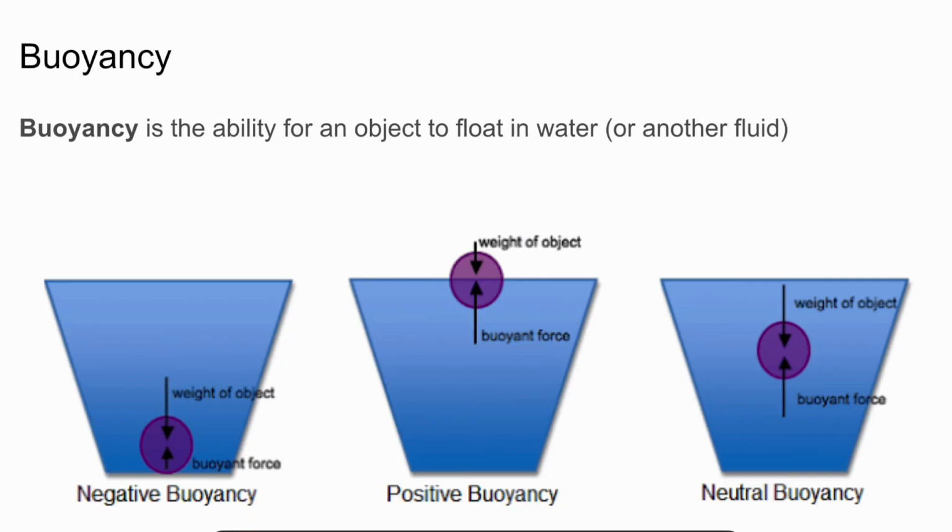Buoyancy is the ability for an object to float in water, or, of course, any other fluid. So something will have a negative buoyancy if when we drop it in, it sinks. Something will have a positive buoyancy if when we drop it in, it floats or it moves upward towards the top. And something will have a neutral buoyancy if at whatever height it's at, it'll just stay there and hang out at an equilibrium.